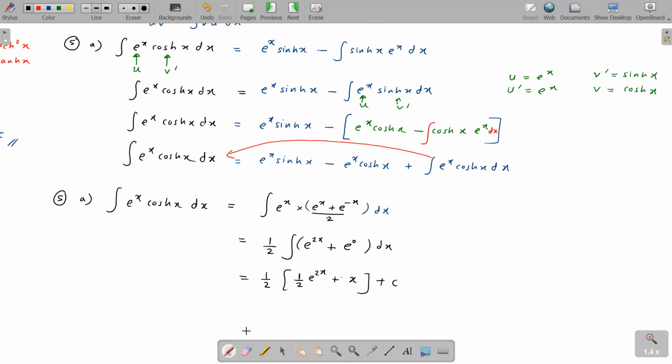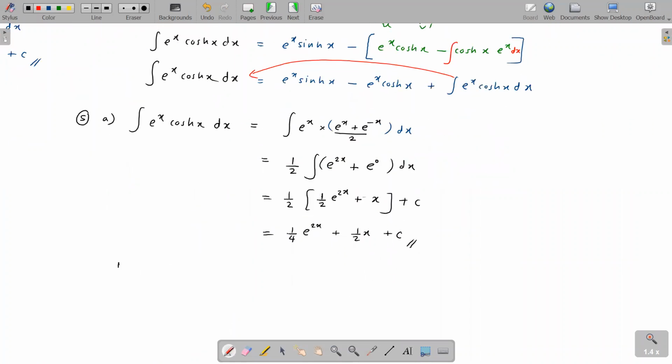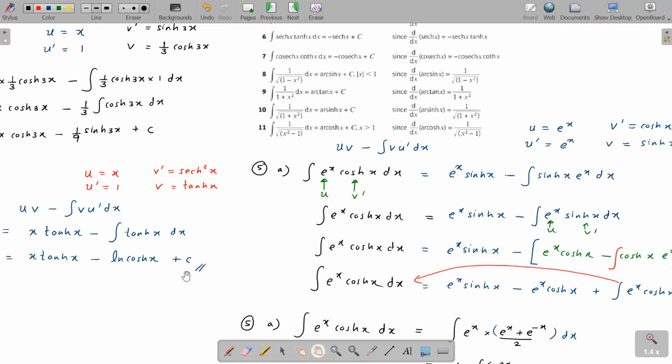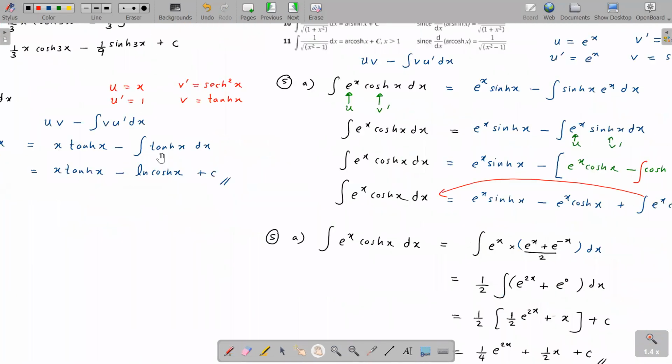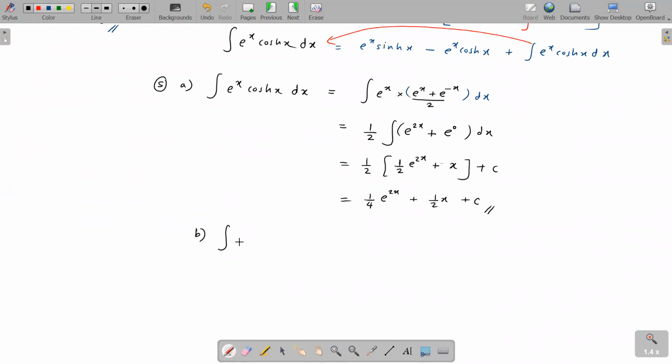Okay, so we get here 1 over 4 e to the power 2x plus half x plus c. Okay, let's move on to part B. Fifth one, part B. The question is integration of e to the power minus 2x sinh 3x. So what do we get here?